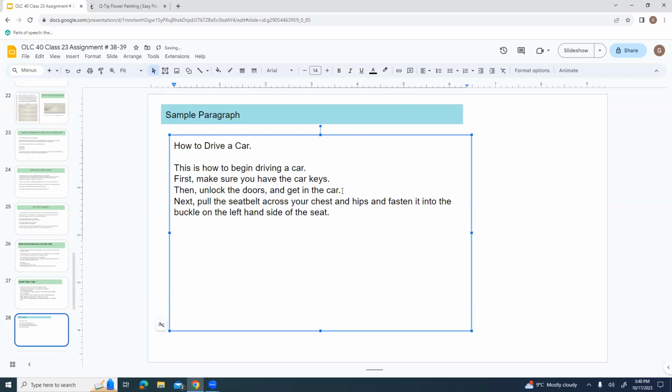Now, I want to point this out. I was going to just say, put your seat belt on. Here's the thing. If it was a person that had really never driven before, never been in a car, never done anything, there is no way that would make any sense to them. So I got very specific here, okay? Pull the seatbelt across your chest and hips, fasten it into the buckle on the left-hand side of your seat. Okay, so I got very specific.